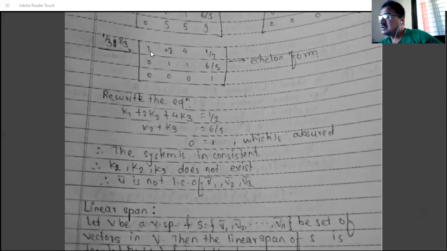There are 3 non-zero rows in this matrix. This row is non-zero, this row is non-zero, this row is non-zero. So this matrix is the echelon form of the matrix AB. From this, what is the rank of AB? The rank of a matrix is equal to the number of non-zero rows in its echelon form. So this is the echelon form of the matrix AB, and so the rank of AB is 3.